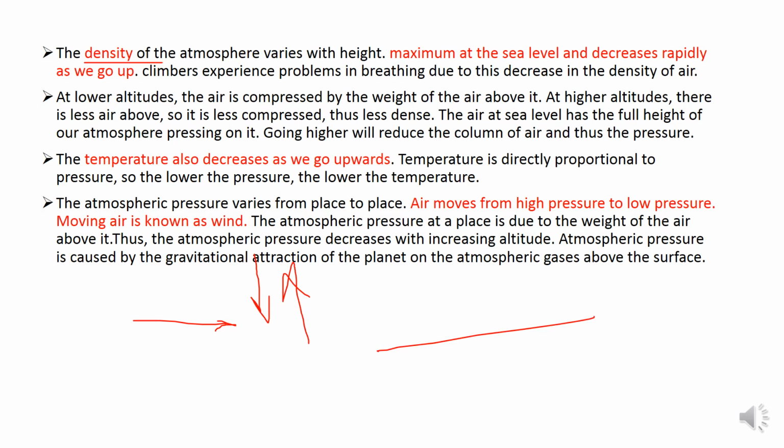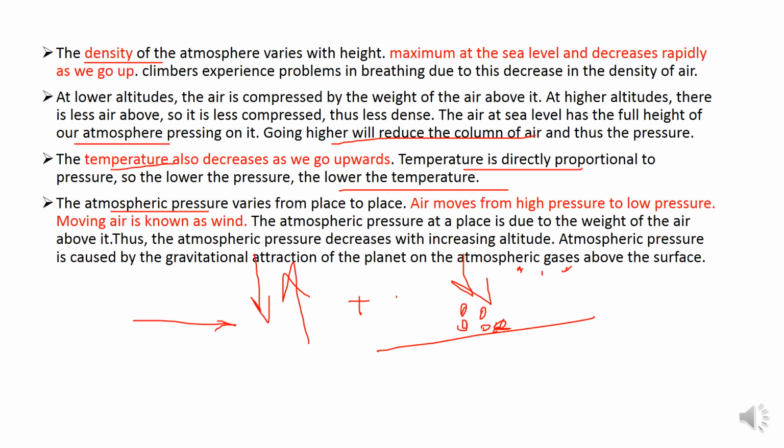At lower altitudes, the air is compressed by the weight of the air above it. At higher altitudes, there is less air above and it is less compressed, thus less dense. The air at the sea level has the full height of the atmosphere pressing on it. Going higher will reduce the column of the air and thus the pressure. Temperature also decreases as we go upwards. Temperature is directly proportional to the pressure. So lower the pressure, lower the temperature.